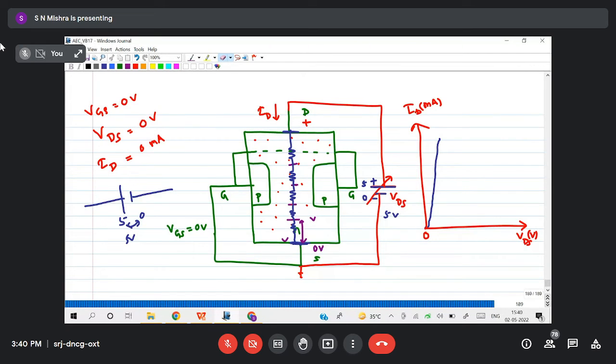So this is your 1 volt, here 2 volt, 3 volt, 4 volt, 5 volt. Now P is connected to 0 volt and N is connected to, suppose this is connected here, this is connected here, this is connected here. That means it is connected to 5 volt, here it is connected to 4 volt, 3 volt, 2 volt, 0 volt.